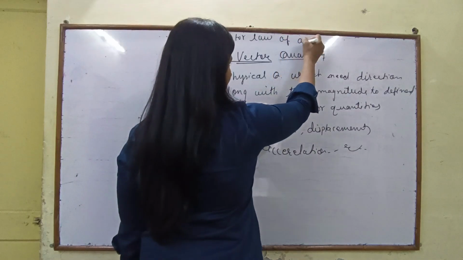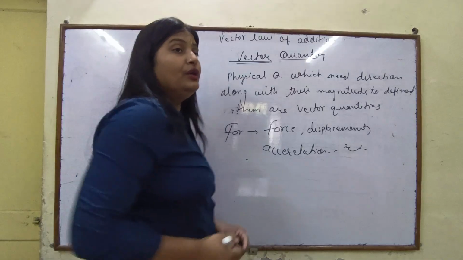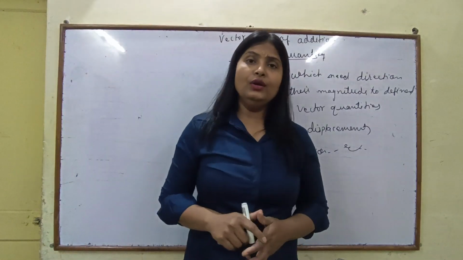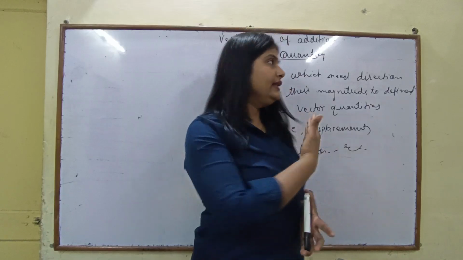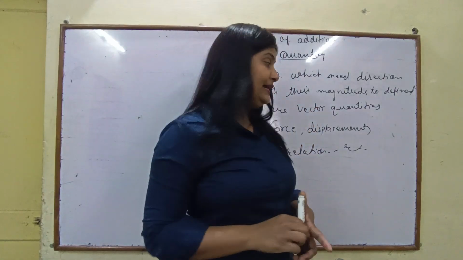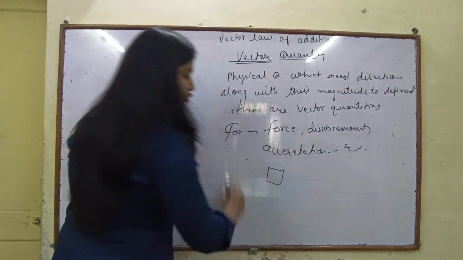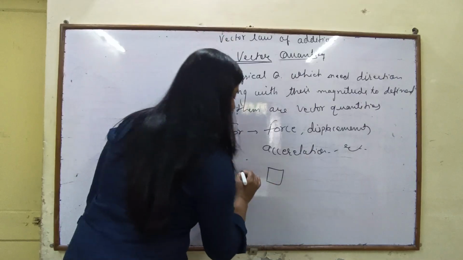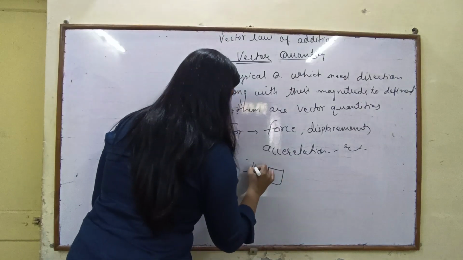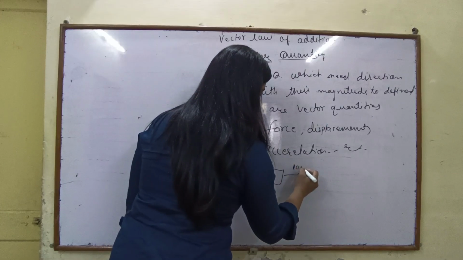Vector law of addition means we can't total or add directly any vector quantities. Like, two forces are applied on this box. First is 10 Newton, second is 10 Newton.